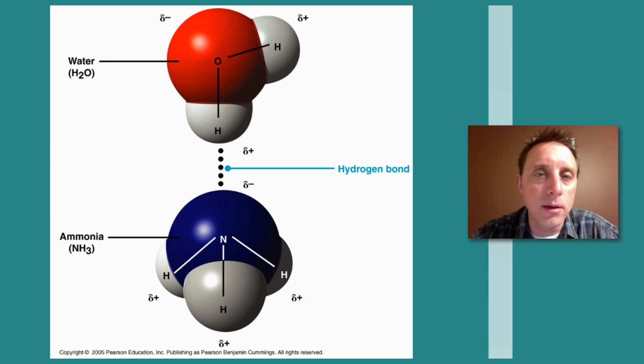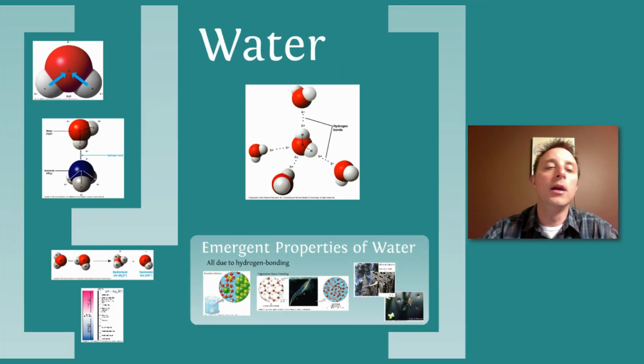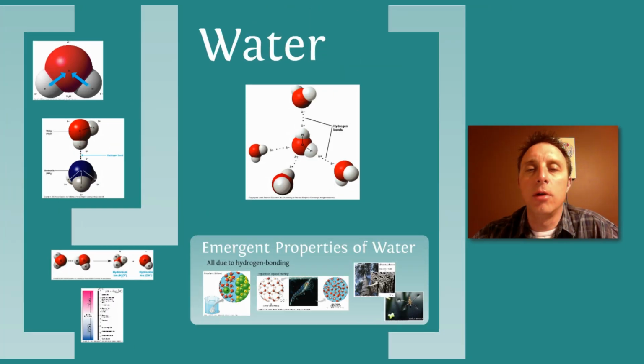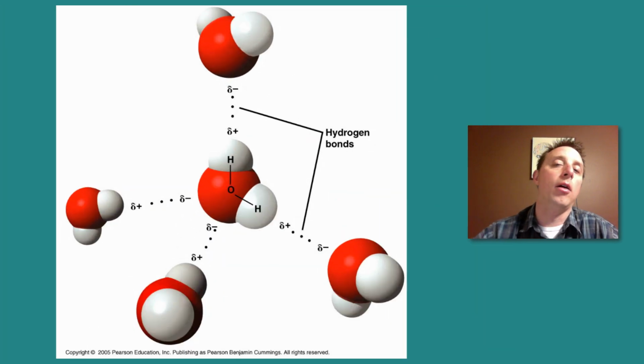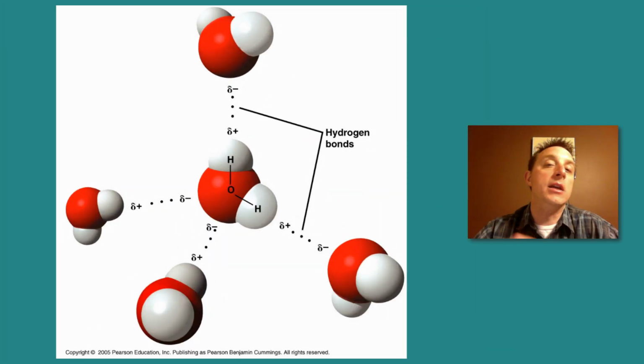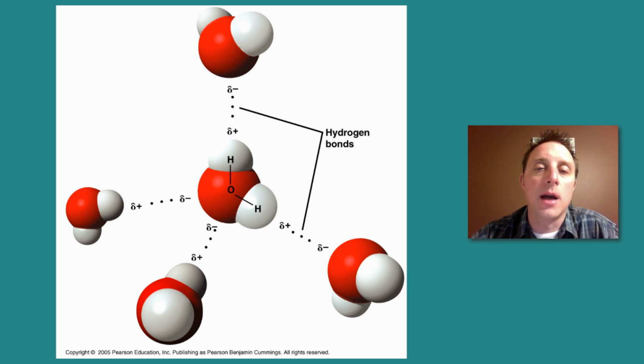They are quite weak. They are much weaker than the ionic or the covalent bonds. But water is able to form so many of them that the bond strength does start to add up. And water ends up being one of the most unique chemicals on Earth. And all of its unique properties, all of these emergent properties of water are due simply to these hydrogen bonds.